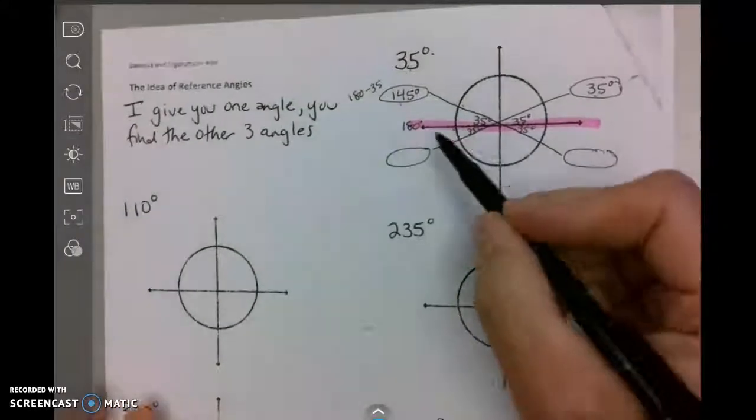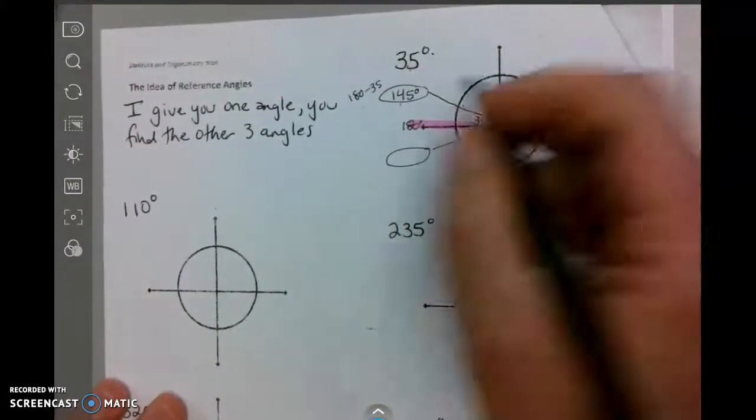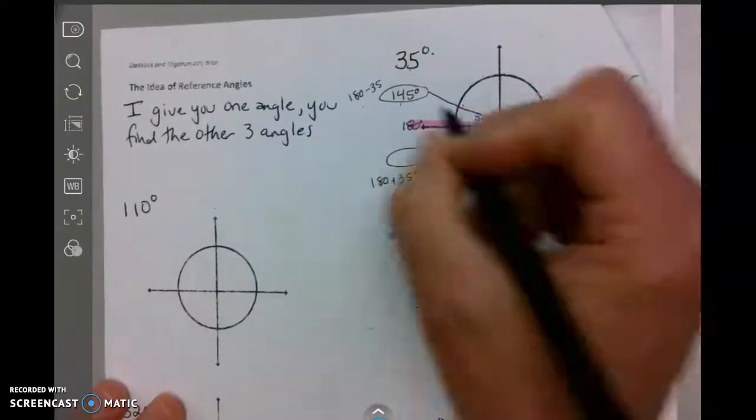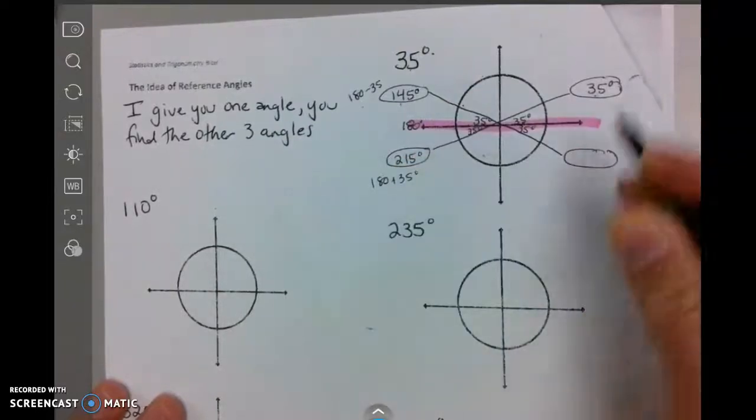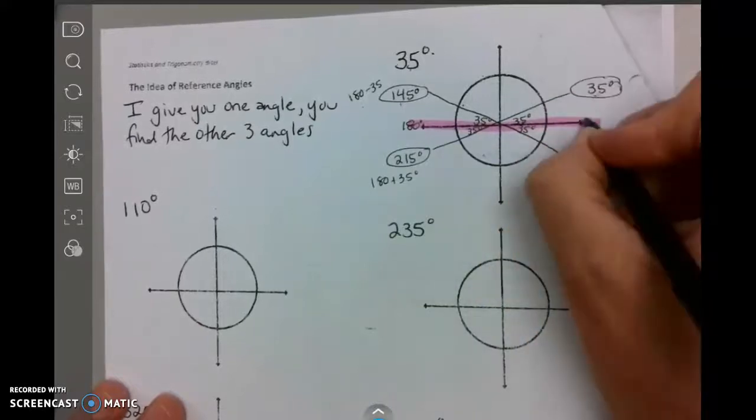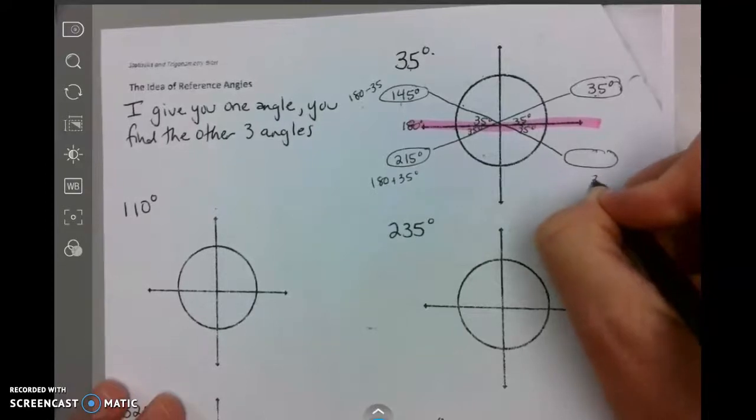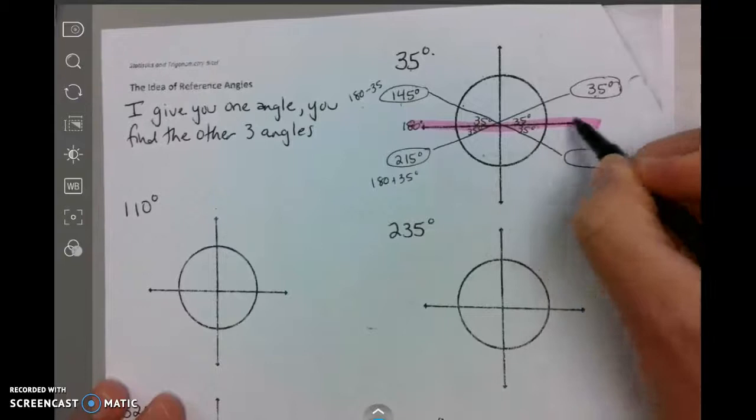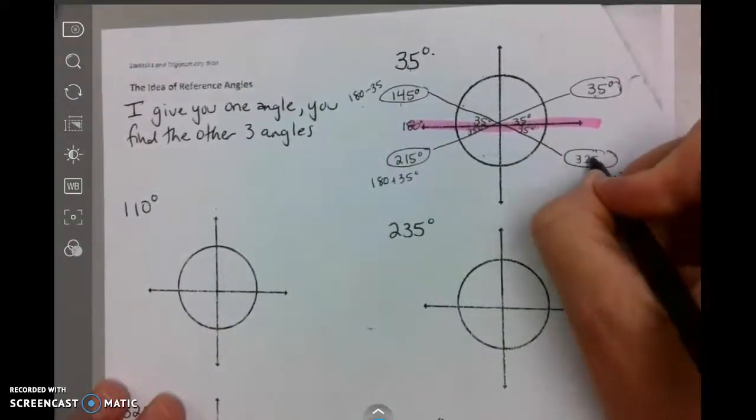Okay, so this angle here is 35 degrees past the 180, so this is going to be 180 plus 35 degrees, which is going to give me 215 degrees. And then over here, since all the way around the unit circle is 360, and I'm not quite to the 360, this is going to be 360 minus 35. It's 35 degrees before the 360, and I get 325 degrees.